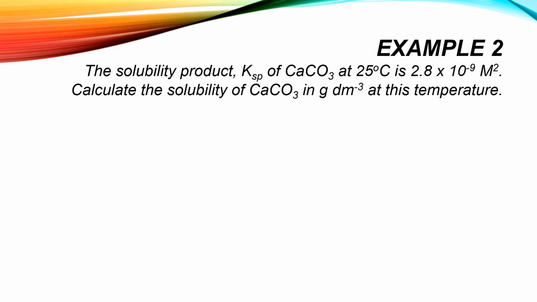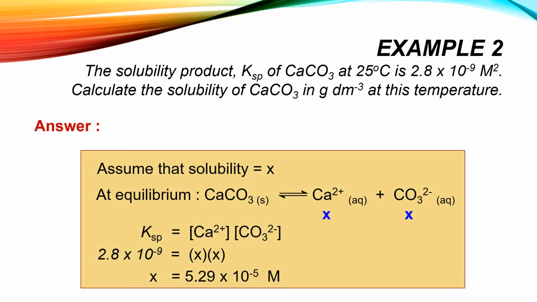Calculate the solubility of calcium carbonate in gram per dm cube at this temperature. To answer this question, first, let's assume that solubility is equal to X. Writing the solubility equilibrium expression, calcium carbonate solid will dissolve to form calcium 2 plus ions and carbonate ions. Since the solubility is assumed as X, thus 1 mole of calcium 2 plus is equal to 1X. 1 mole of carbonate ions is equal to 1X.